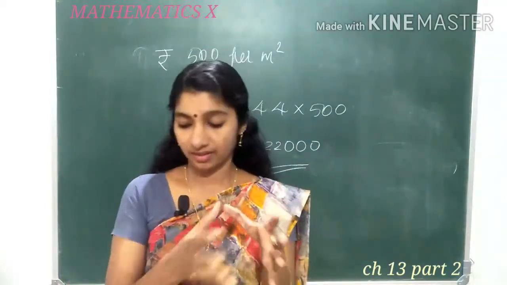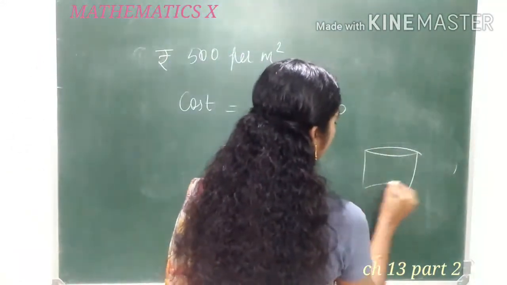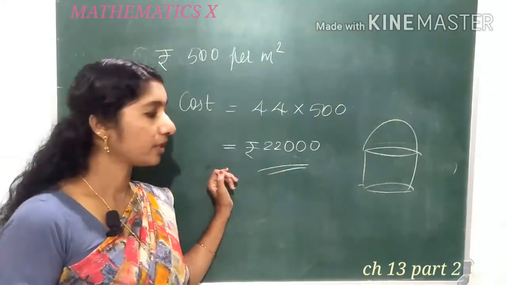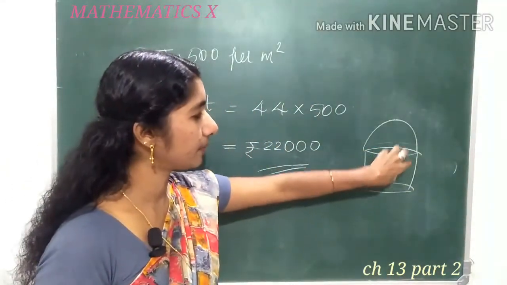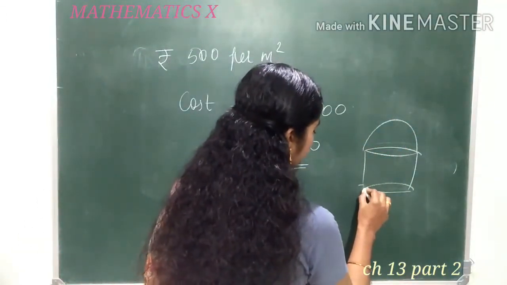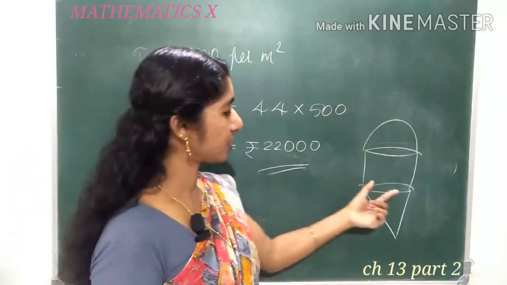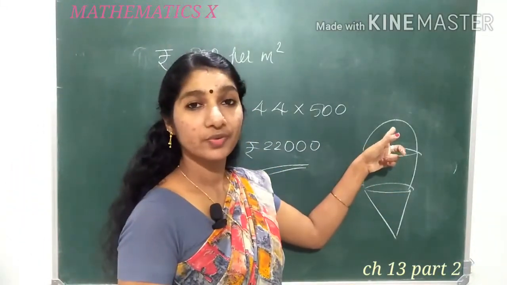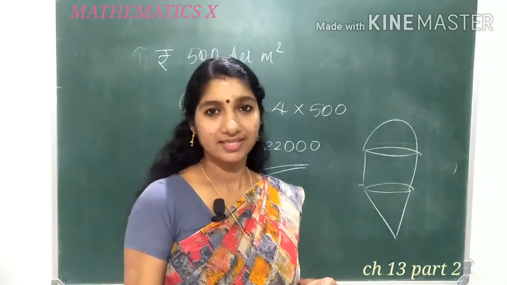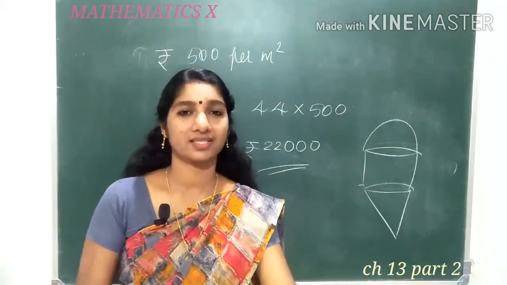If you are fixing a hemisphere on a cylinder, how can we find this volume? Volume of cylinder plus volume of hemisphere. If you are attaching one cone here, what will be the volume? Volume of this shape is equal to volume of hemisphere plus volume of cylinder plus volume of cone, isn't it? So about volume we can discuss in the next class, means the problems we can discuss in the next class.